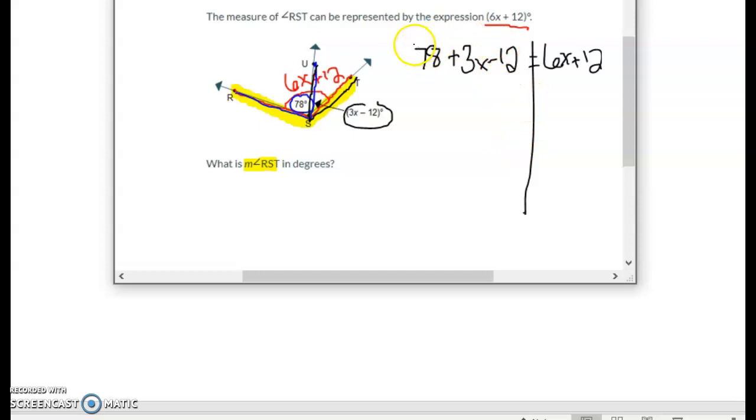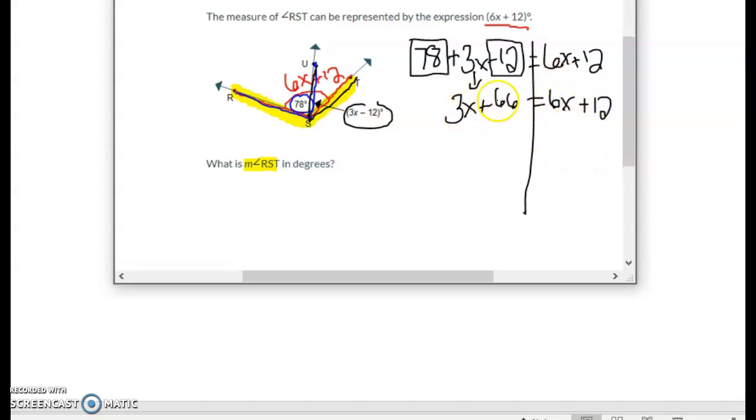So I like to combine like terms on one side first. So I notice on this side I have 78 numbers minus 12 numbers. So I would go ahead and combine those, and I would do 78 minus 12. And then I would just bring the rest right down because I don't see anything else that I can combine. So I'm going to bring the 3x down, and the 6x, and the 12.